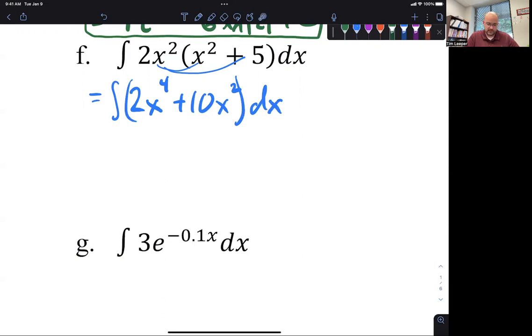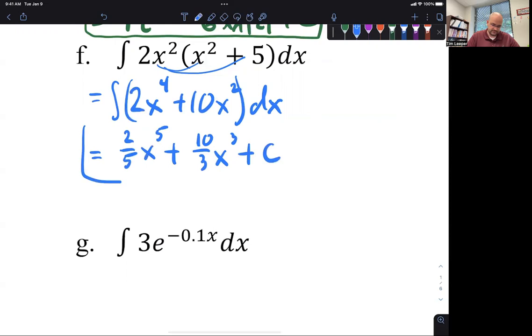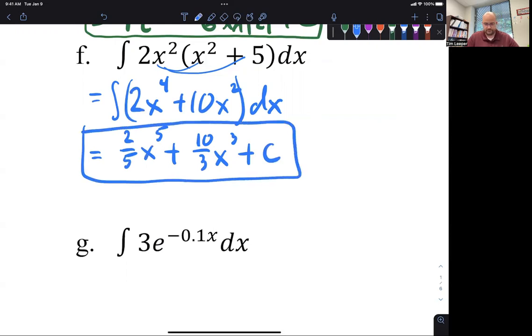Wonderful. And now just find the antiderivatives here. So the antiderivative of x to the 4th is x to the 5th, because we add 1 to the exponent, and take the coefficient, divide by the exponent. So 2 divided by 5 is 2/5. Plus, and then x squared becomes x cubed. And then divide the coefficient. 10 divided by 3 is, well, 10/3. Plus the constant. And there you go. That is letter F.